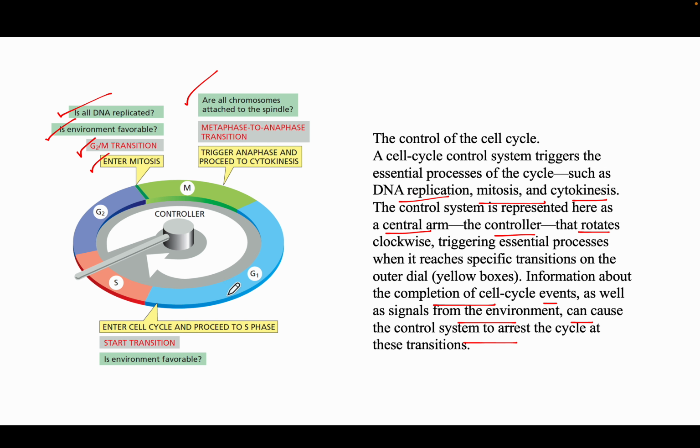Now there is another checkpoint between G1 and S. In this duration, the questions are whether the environment is favorable, and whether all the enzymes and proteins required for cell division and DNA replication are there or not. So these are some checkpoints.